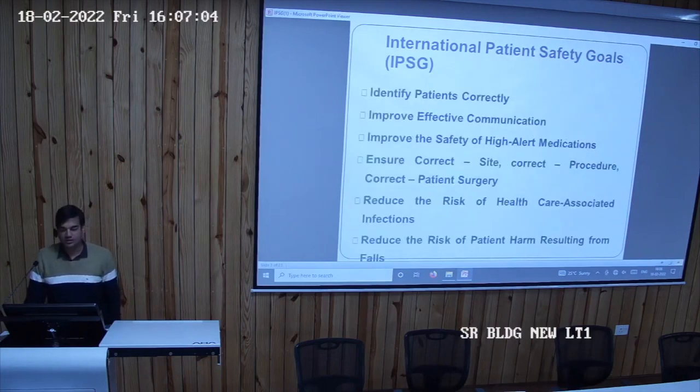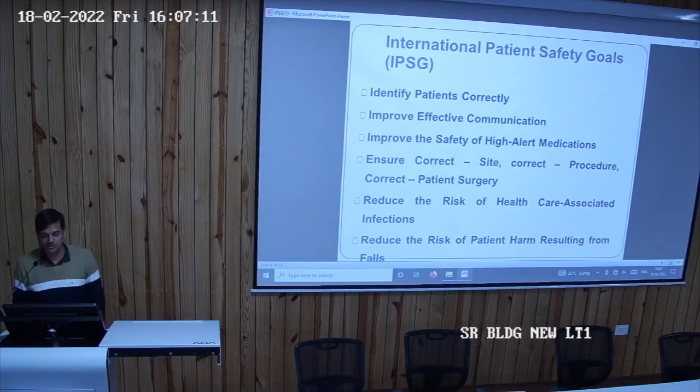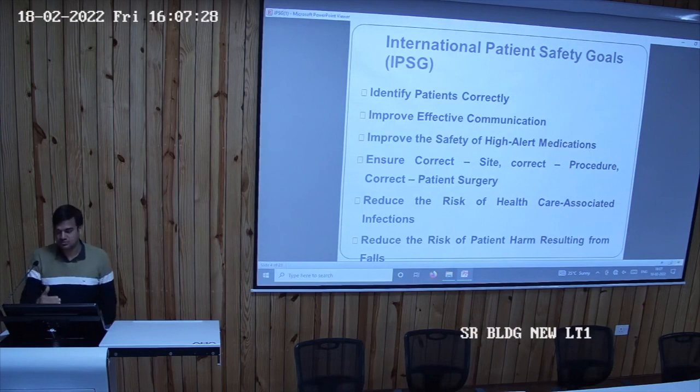These are certain international patient safety goals. So identify patients correctly, improve effective communication, improve the safety of high alert medications, ensure correct site, correct procedure, correct patient surgery, reduce the risk of healthcare associated infections, and reduce the risk of patient harm resulting from falls. These adverse effects should not take place inside your institution.